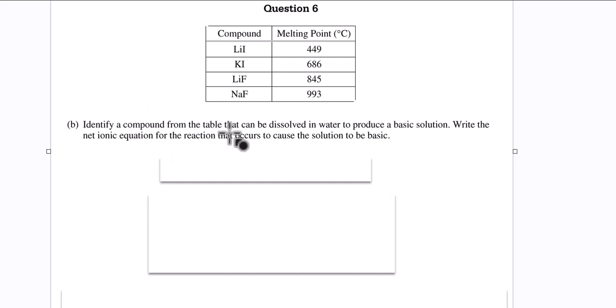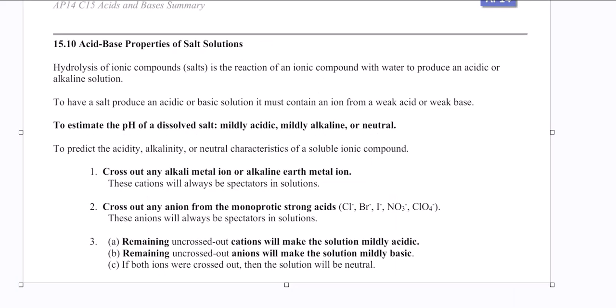Identify a compound from the table that can be dissolved in water to produce a basic solution. Let's do that first. Let's identify a compound that's going to make a basic solution. Now, before I get to this, if you have a good memory, you would have remembered in acid-bases the acid properties of salt solutions. In fact, I put this in because occasionally there's a question on this on the exam.